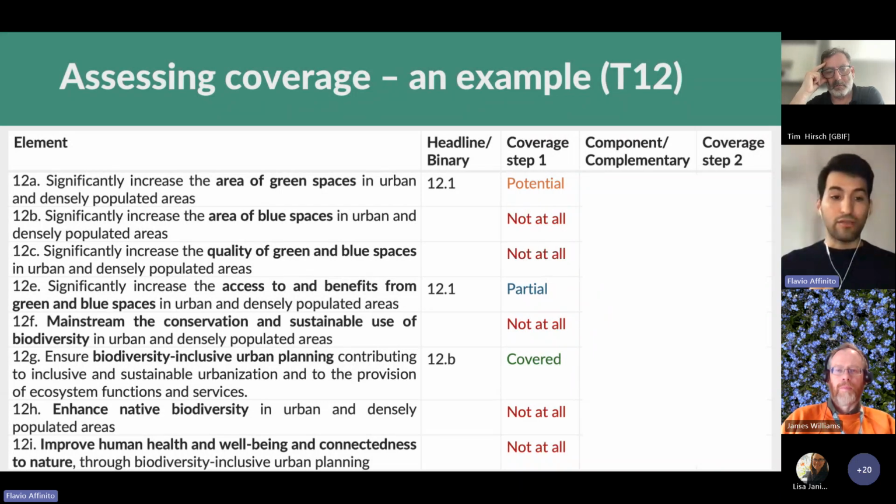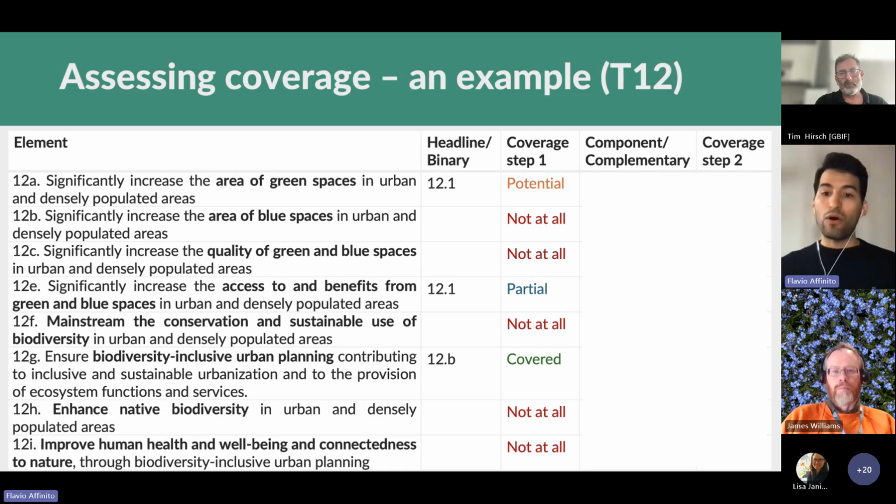On the other hand, the fact that ensuring biodiversity-inclusive urban planning is happening is covered by the binary indicator, which specifically counts the number of countries that have implemented biodiversity-inclusive planning. So this isn't looking at whether that biodiversity-inclusive urban planning is having any outcomes. It's just looking at whether or not it is there, and that is what the target is asking for. So we have full coverage.